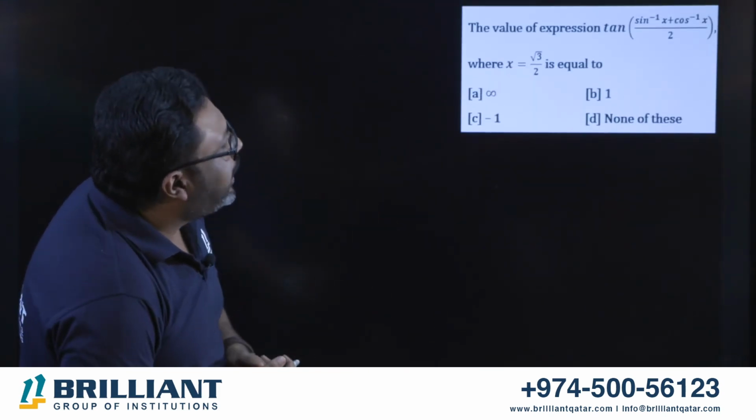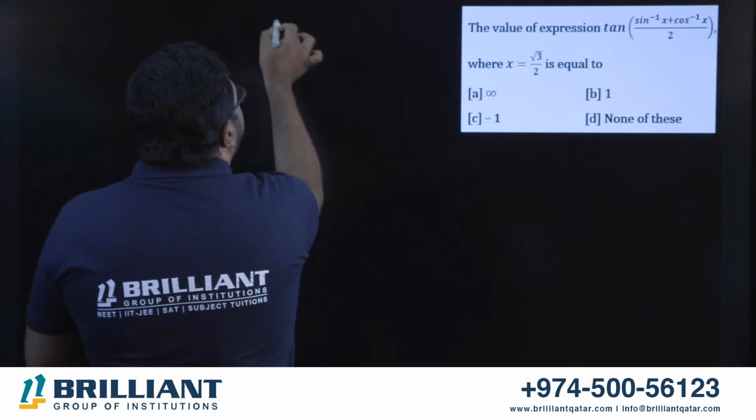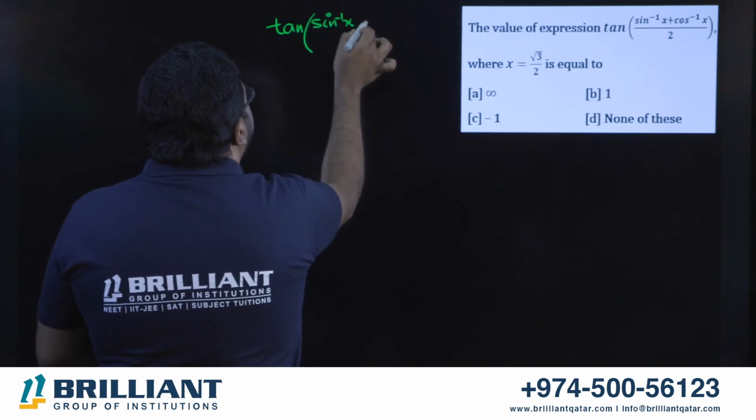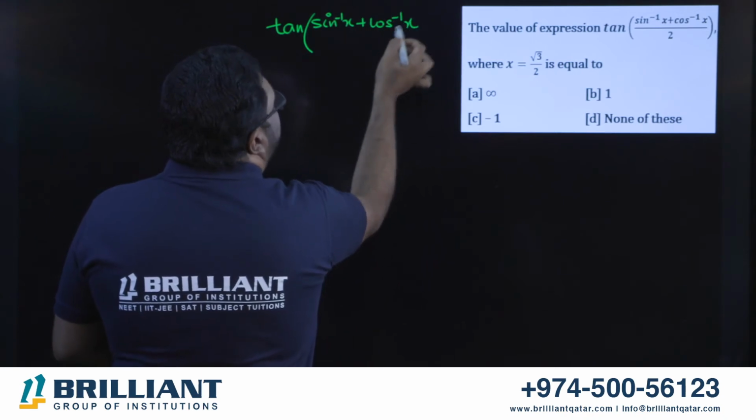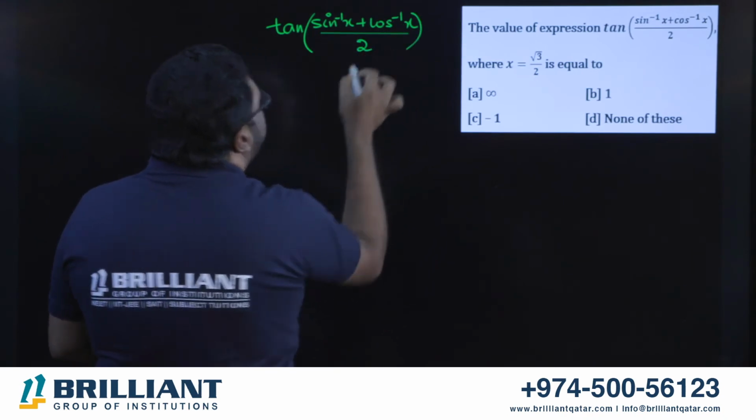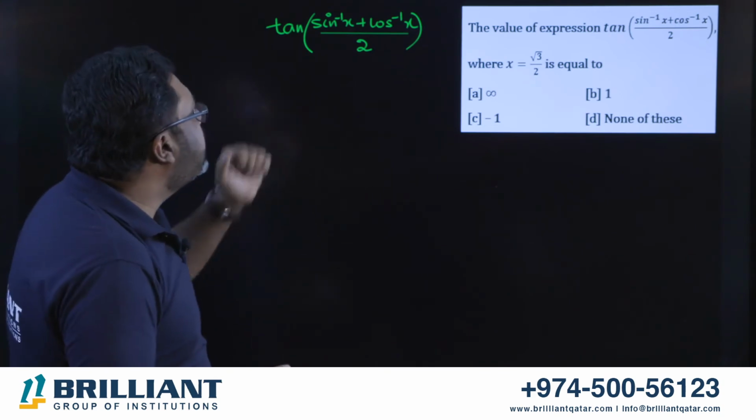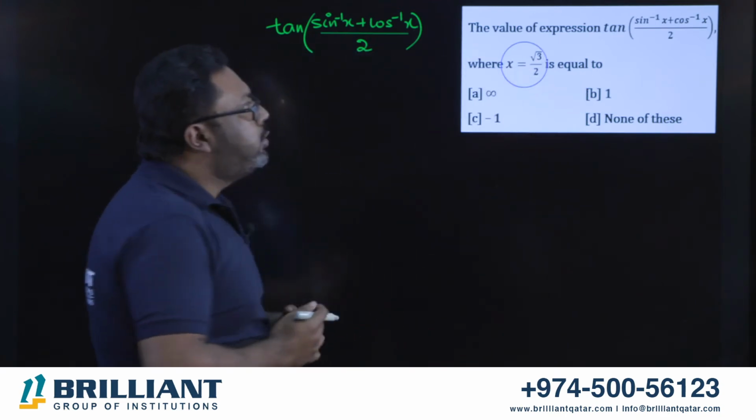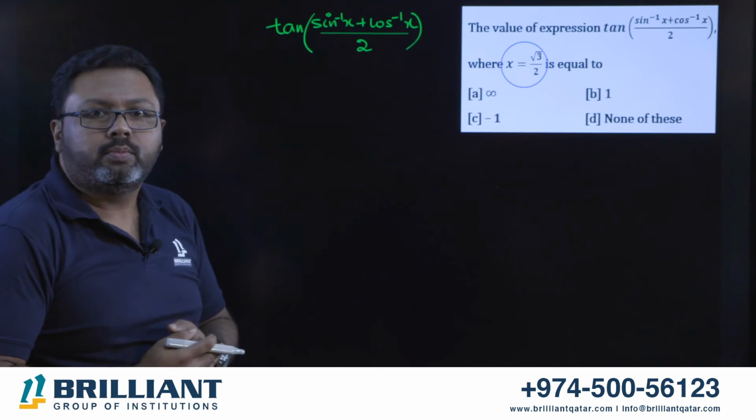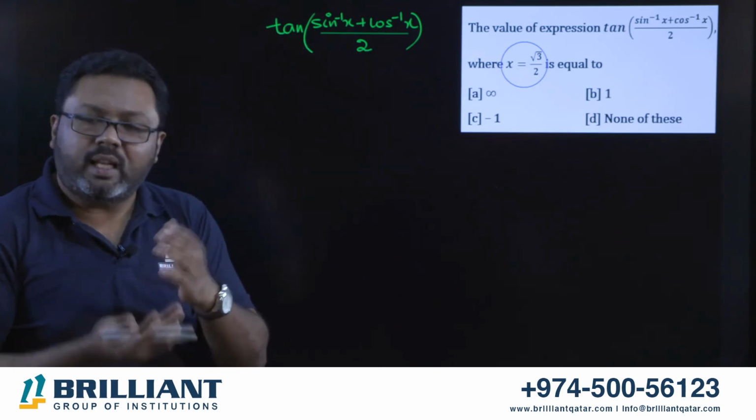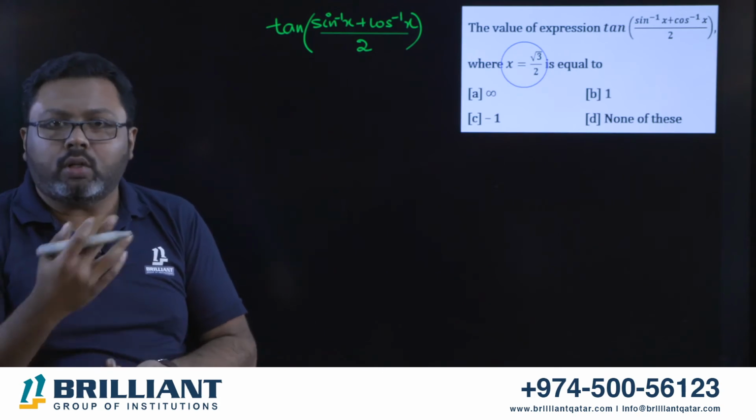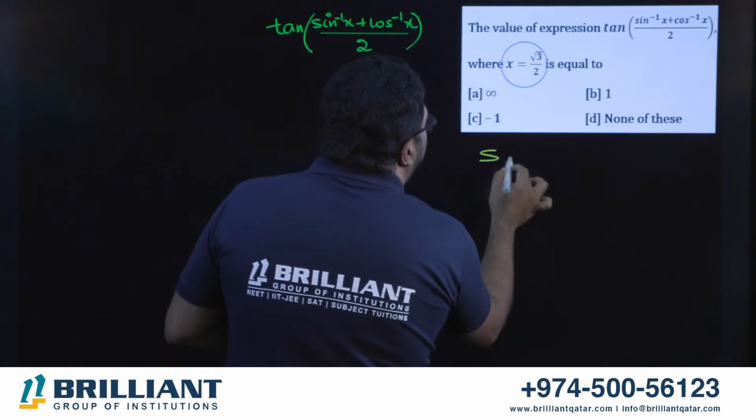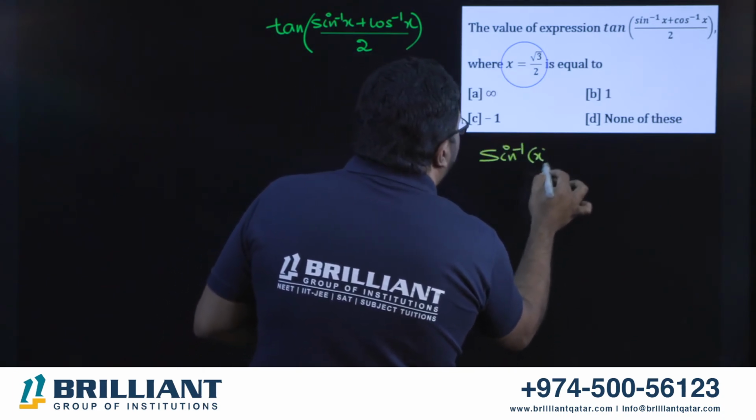Okay, the value of the expression tan of sine inverse x plus cos inverse x, divided by 2. They're telling me that x is root 3 by 2. Okay, you can directly substitute it. But there is a property in inverse trigonometry which is not taught, but I would like to introduce that topic, so it'll be very easy for you when this question comes. This kind of question is a common question for your MCQs.